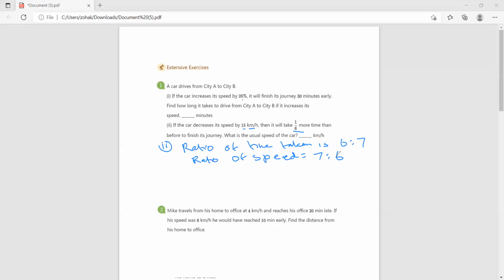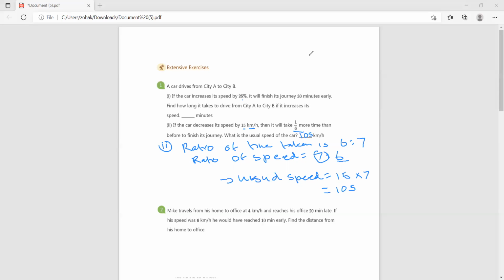Okay, now they've told us in the question that the car has decreased its speed by 15 kilometers per hour. So we know that the difference in the ratio, which is 1 part, is equal to 15 kilometers per hour. So we know that the usual speed, remember this part represents the usual speed, this one represents the decreased speed, is just going to be equal to 15 multiplied by 7, which is equal to 105. So the usual speed of the car is just 105 kilometers per hour.